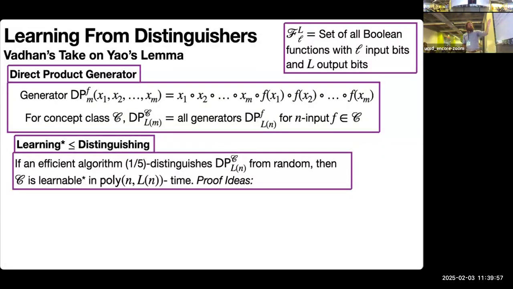Learning, asterisk, reduces to distinguishing in the following sense. If an efficient algorithm distinguishes a direct product generator for concept class C, with stretch depending on n, L of n over here, from random, then C is learnable-star in poly n, L of n time. So we get a time complexity that depends on the stretch of the generator in this lemma. Okay?